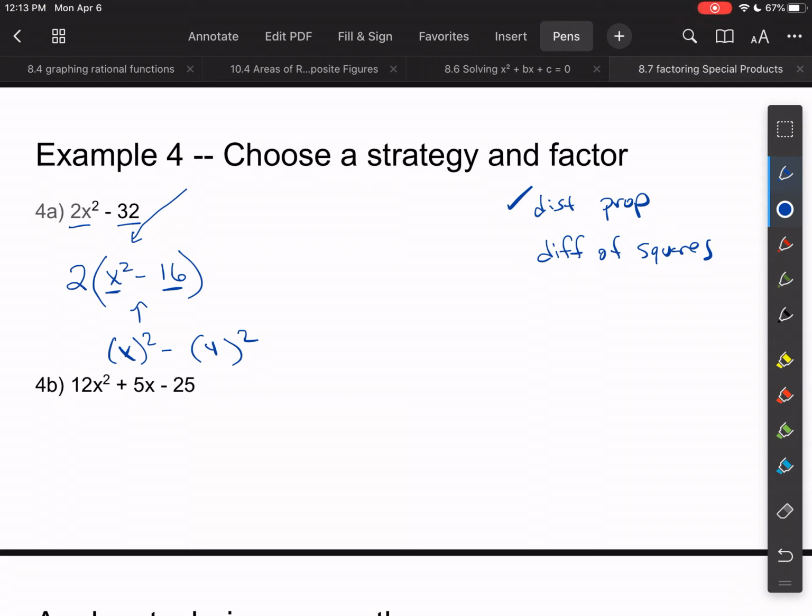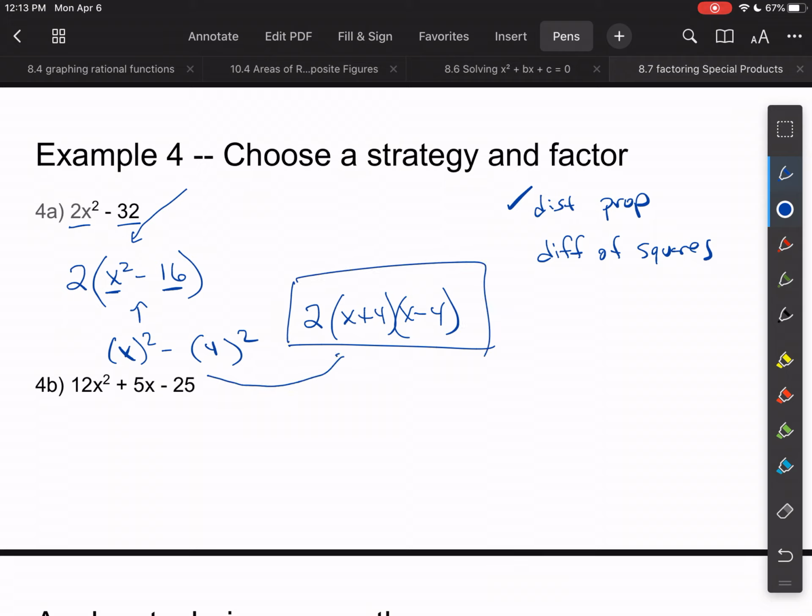Okay. So this thing can be factored, this is going back to the previous video now, to 2 times x plus 4, x minus 4. All right, because it's a difference of squares, and a difference of squares always gives you this piece and this piece, one with a plus sign, one with a minus sign, so that the middle term disappears.